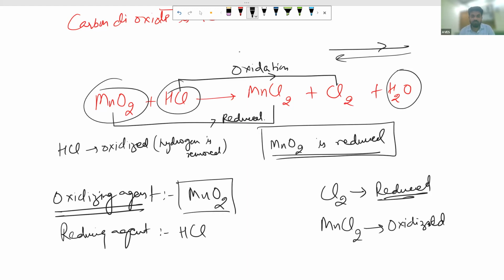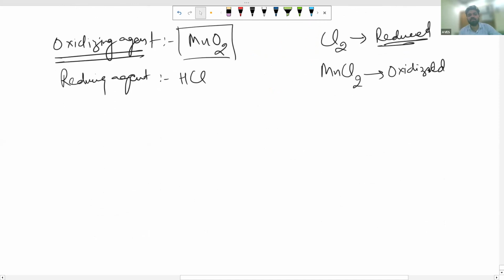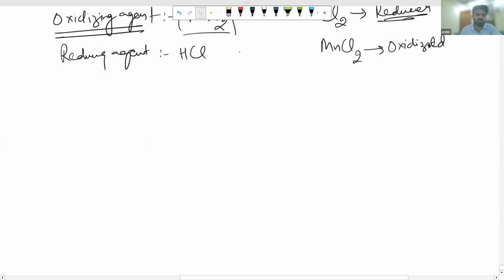Yes, sir. One thing you need to note down, this is very important. Students, the oxidizing and reducing agent is always chosen from the reactant only. The oxidizing and reducing agent is not found in the product. You can check in the product we are able to see which substance is oxidized and reduced. Like Cl2 is reduced, MnCl2 is oxidized. It is in the product. But the oxidizing and reducing agent is always chosen from this side. Note it down: the oxidizing and reducing agent always lies in the reactant.